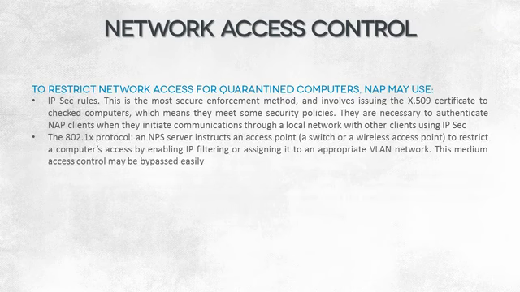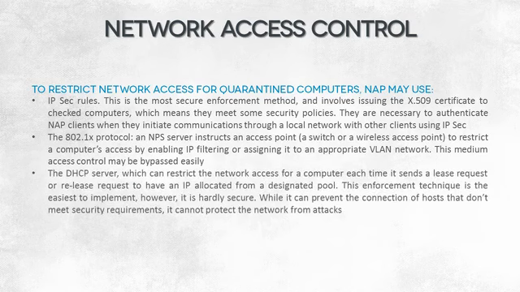Another way to implement network access control is to use 802.1x protocol, which we have discussed earlier. You can enable or disable a switch port depending on whether the computer passed all the tests or not. You can also assign the computer to an appropriate VLAN. Network access control can also be implemented with the use of the DHCP server.